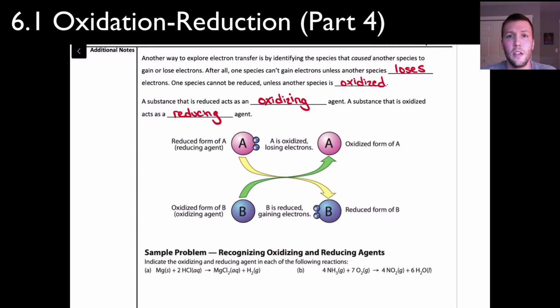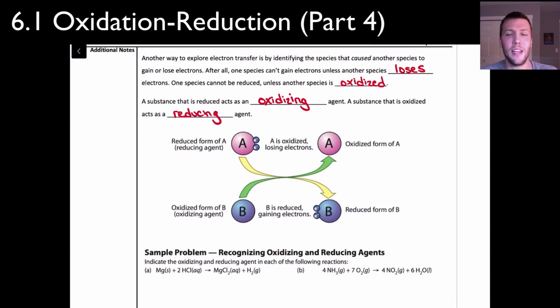So let's take a look at this redox reaction here. We have A reacting with B, and we can see that A is going to give 2 of its electrons to B. So A, by giving away electrons, is getting oxidized, and B, by gaining electrons, is becoming reduced.